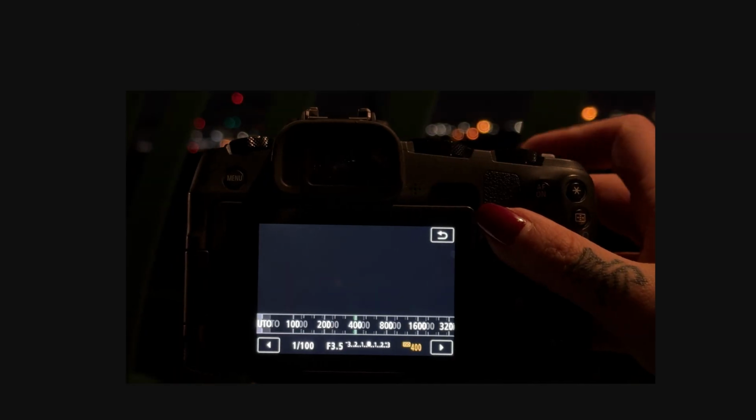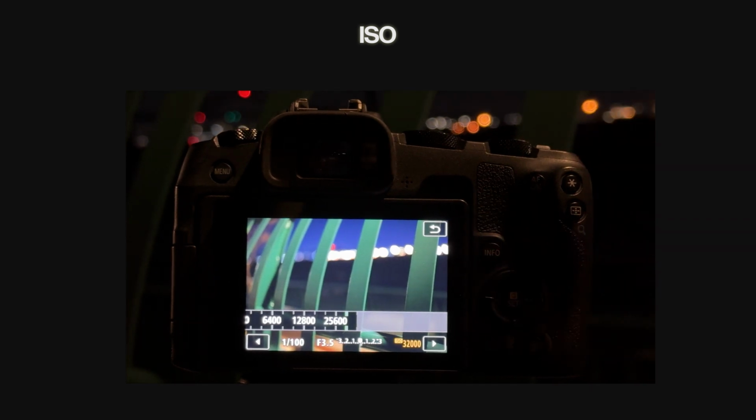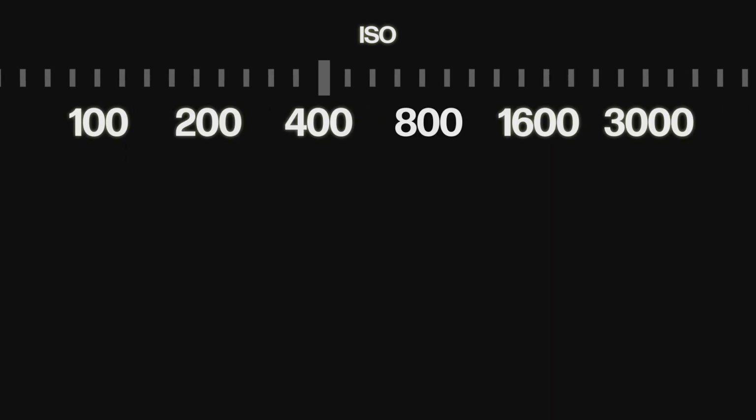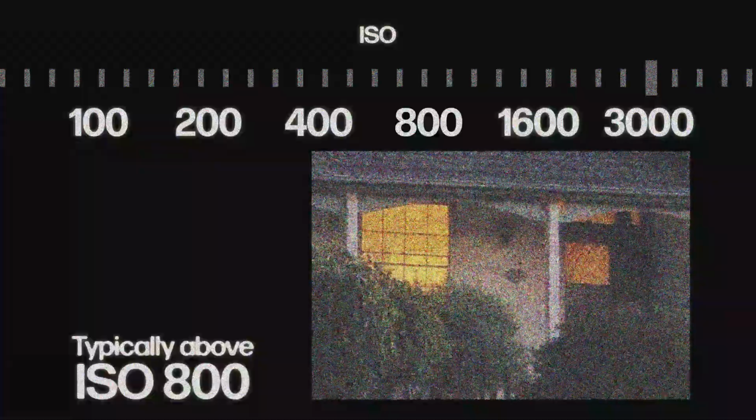ISO refers to a camera's sensitivity to light. High ISO is used to brighten dark images, and low ISO is used in brightly lit scenarios to lower the exposure. ISO that is too high will result in visual noise, little dots on your footage that are a result of misread light information. Another important aspect to consider is white balance, measured in Kelvin.